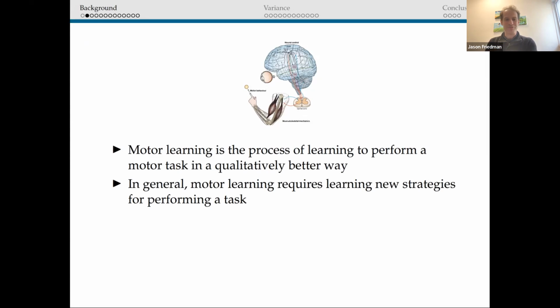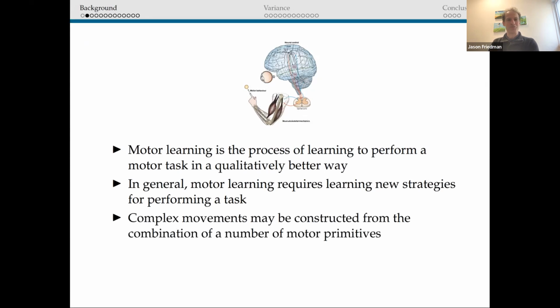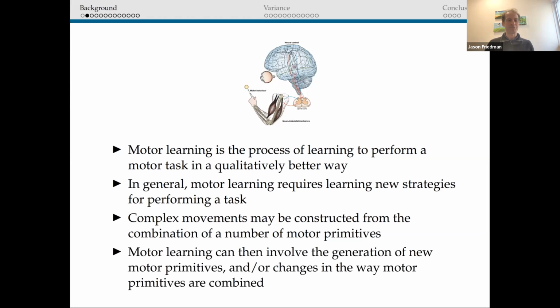And then there are lots of different approaches to this. One approach that we use in a lot of our studies is that when people perform complex movements, these complex movements may be constructed from the combination of a number of motor primitives. I'll give some examples of this shortly. If this is the case, then we can think of motor learning in two ways. One way is changes in the way these primitives, these motor programs, are combined, or the other way is generation of new motor primitives or new motor programs.